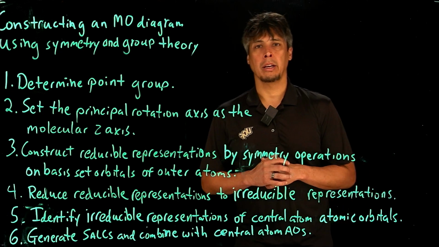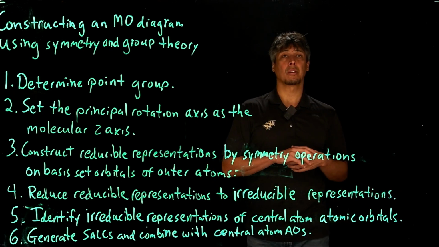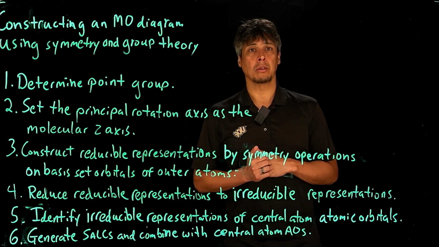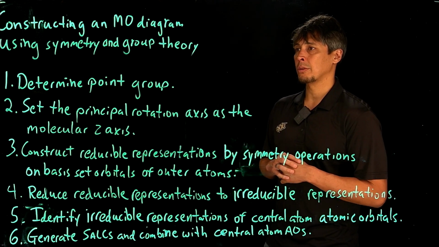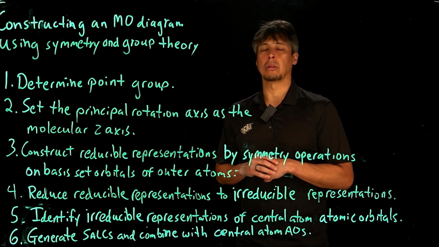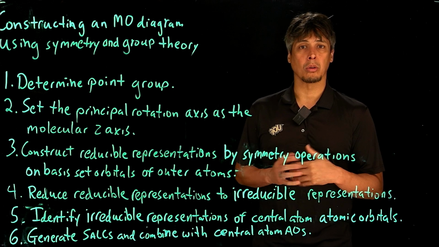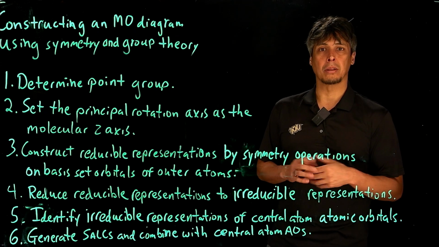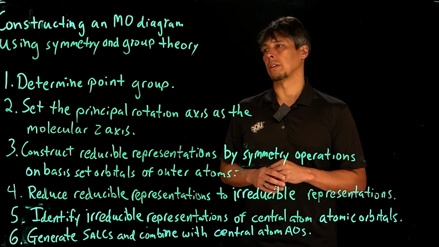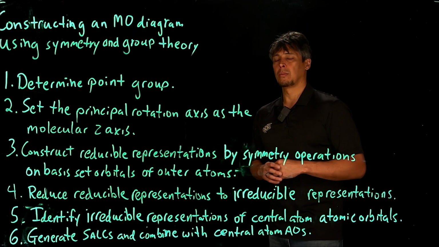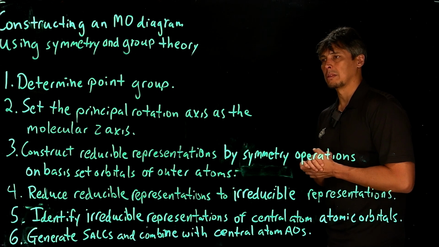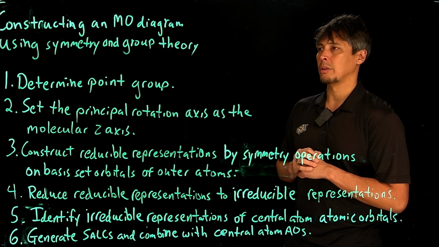For more complicated molecules, it's going to be difficult to generate the molecular orbitals by simple inspection. And so we have to use aspects of symmetry and group theory in order to construct the molecular orbitals and understand the nature of the shapes of the molecular orbitals for these types of molecules. And so this is the entire process, the full process for constructing these molecular orbital diagrams using group theory.